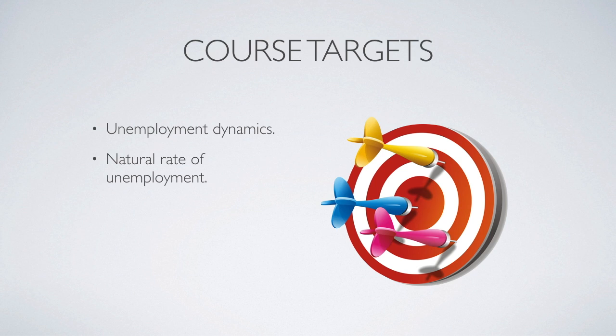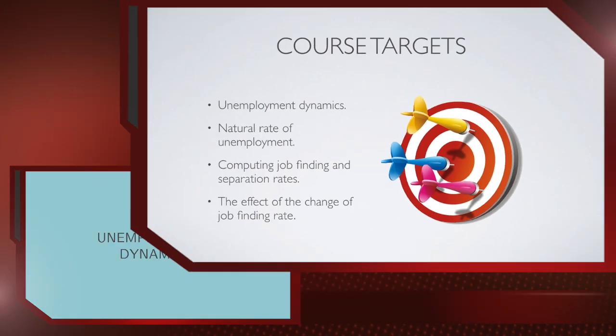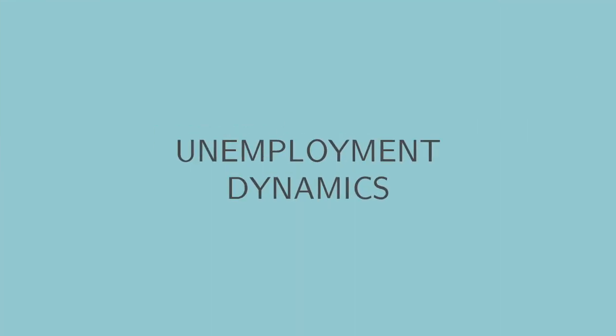And then we are going to use our understanding to calculate the underlying job finding rate and job separation rate in the economy, which are the two important rates to understand unemployment. And then we are going to study the effect of the change of job finding rate at the end. Now we're going to learn unemployment dynamics.